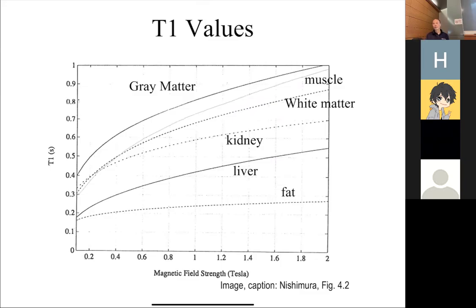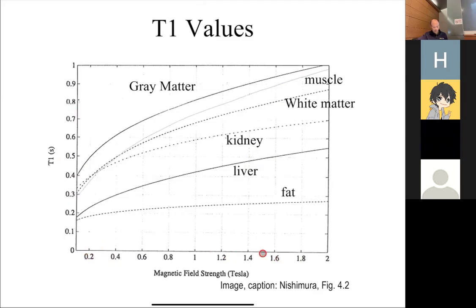Question? Saying the hydrogen in those tissues have different contrast? Yeah, they have different T1s. Yeah, they have different time constants. And it's field dependent. So here we plotted the magnetic field strength. This is the T1 here, and this is the field strength.